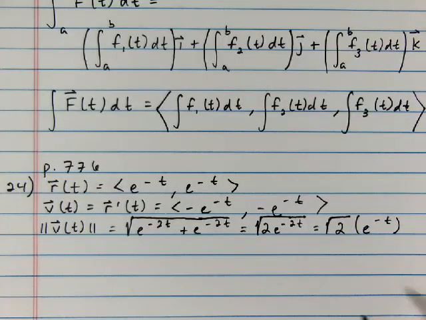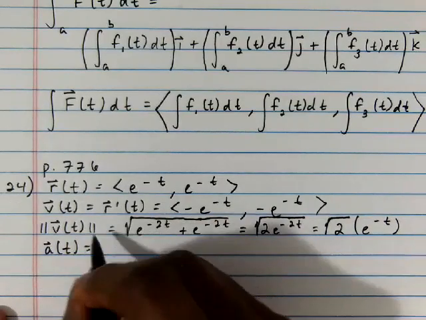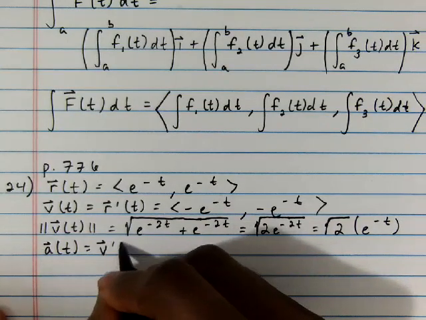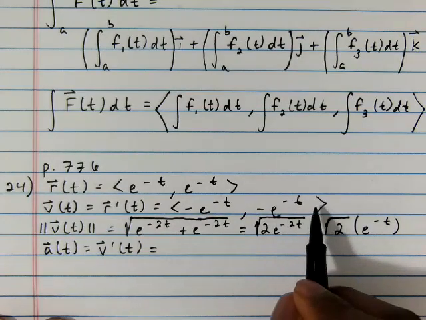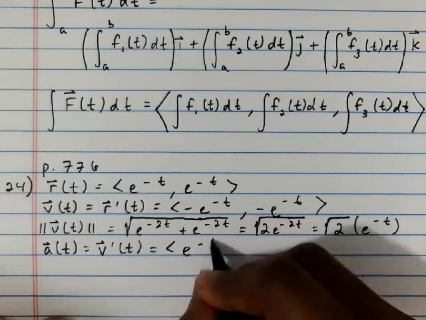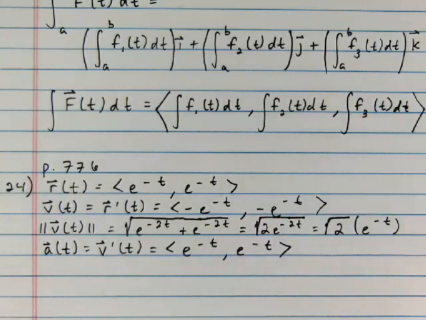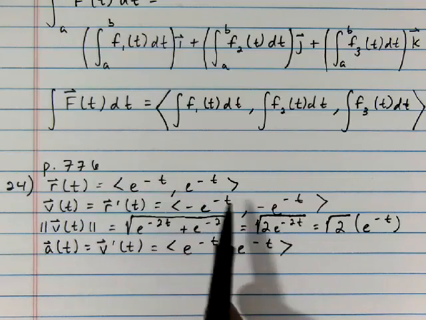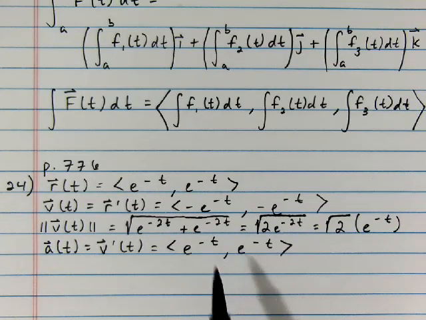And lastly, they ask for acceleration. So a of t equals the derivative of velocity, or r double prime of t, whichever way you want to look at it. So the derivative of our velocity vector, this vector right here, just gives us e to the negative t, and the derivative of this is e to the negative t. Nothing fancy there, just make sure that you maintain your vector brackets or your i, j, k, whatever it is that you're using when you go through that process.